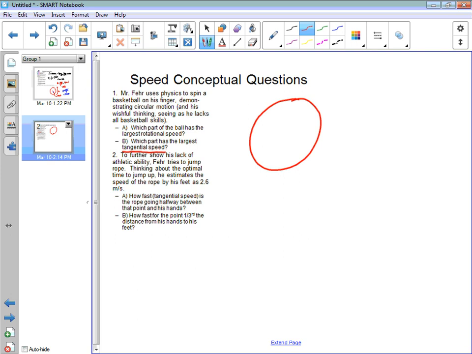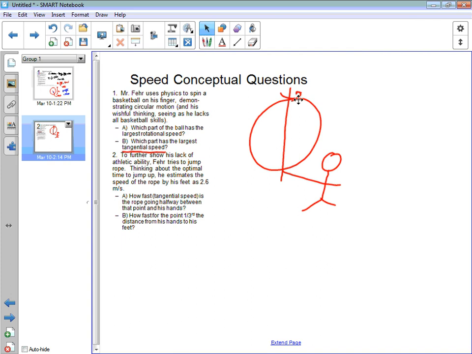Let's say this is the axis of rotation, and here is a very small ball, and it's spinning around on the fingertip. So it's going around like this. They all have the same rotational speed, all those points on there. The tangential speed is going to be largest where? It's going to be largest right out here at effectively the equator spot. The tangential speed is going to be largest when it's farthest away from the axis of rotation.